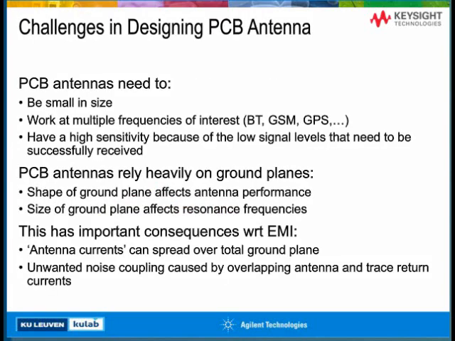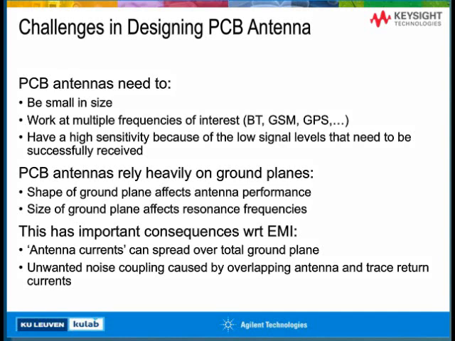What are the challenges in designing PCB antennas? Well, PCB antennas need to be small in size because they have to fit, for example, inside your mobile phone. At the same time, they have to work at multiple frequencies, so they not only have to work for GSM, but they also have to work for Wi-Fi, for Bluetooth, for GPS. And they need to have a high sensitivity because of the low signal values that need to be successfully received.